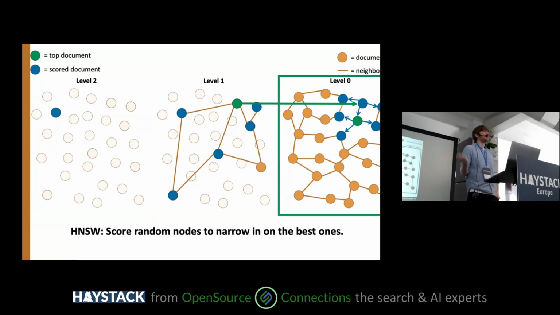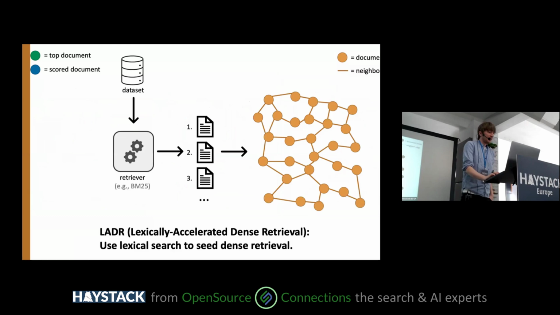So HNSW takes this random approach, right? As if you're just randomly guessing and then narrowing in from there. Can we instead leverage this initial cheap set of search results that we can get with just a simple lexical search for very low cost? Can we use this to help seed this search process?